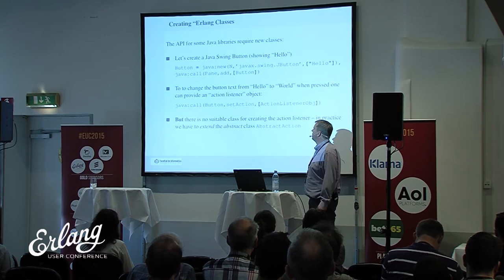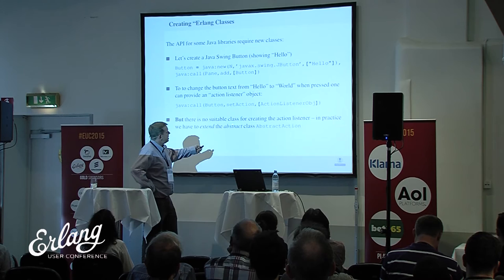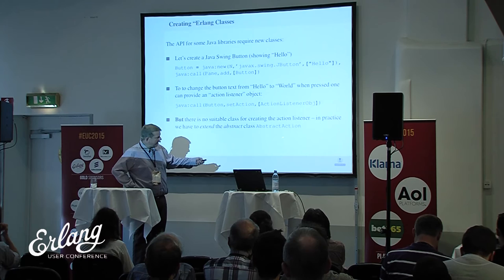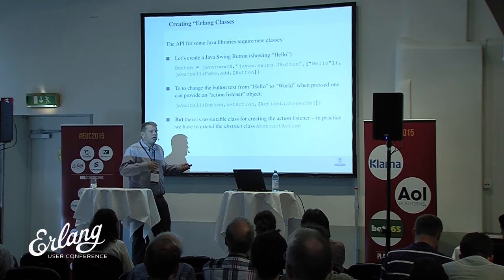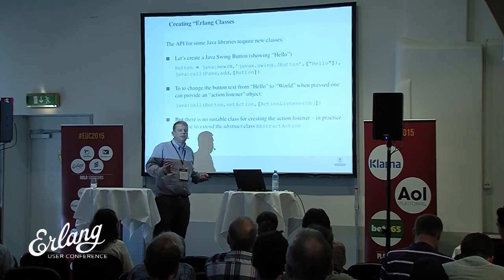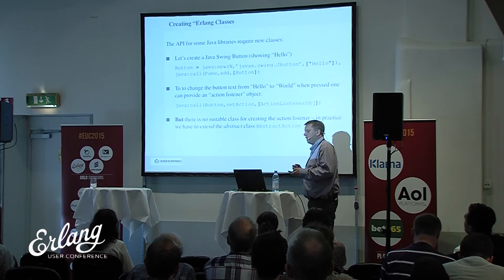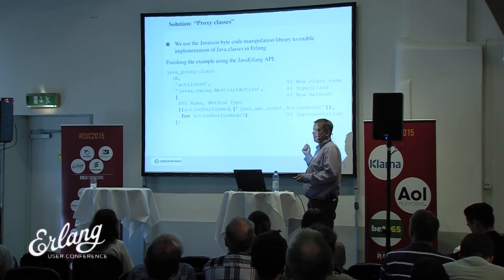And, well, what is available? In practice, what people do is look at the AbstractAction Java class, which is an abstract class that cannot really be instantiated, and from that class they usually derive a new class which does exactly what you're supposed to do, changing hello to world. Okay, so what we have gone out and done in this library is to implement a facility for defining Java classes in pure Erlang. And it's almost doable.